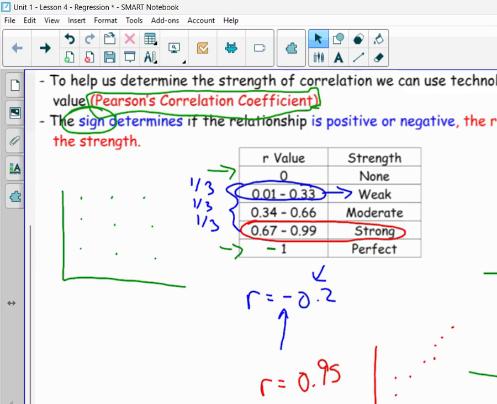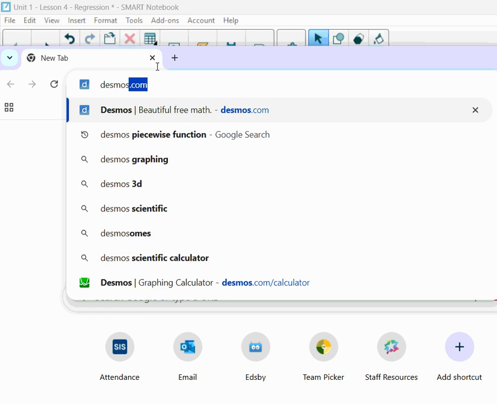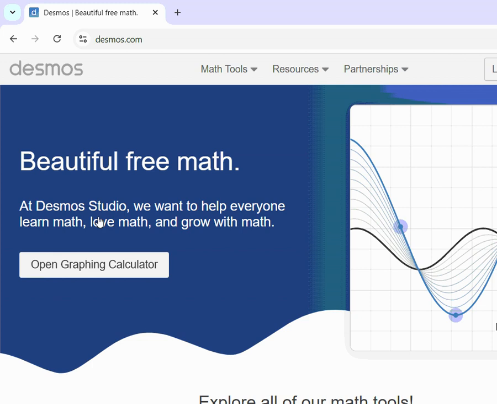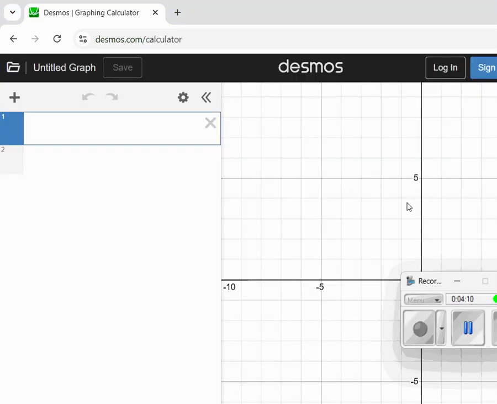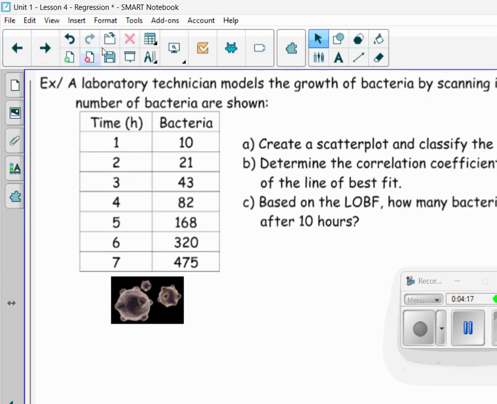So the question is, how do we get these things? To get these things, we need some technology. So we're going to grab our computers, open a tab, and type in the word Desmos. If we do that, it brings up this screen here. We're going to open the graphing calculator, and here's our screen. Once we have Desmos up, we are going to go back to our question, and we're going to try and use technology to help us solve this problem.